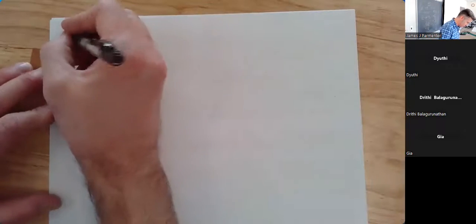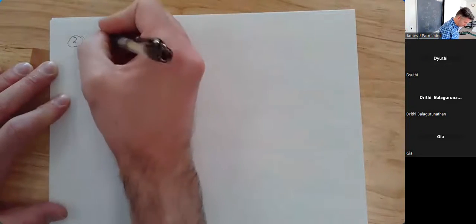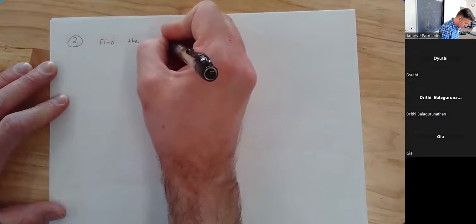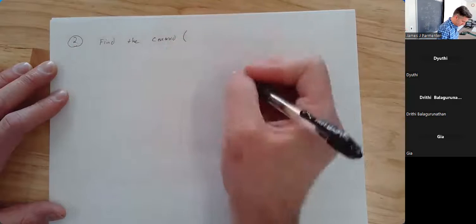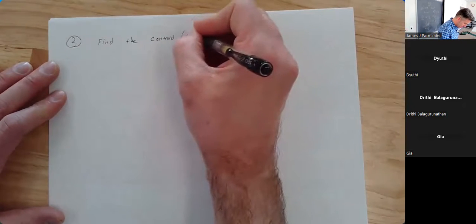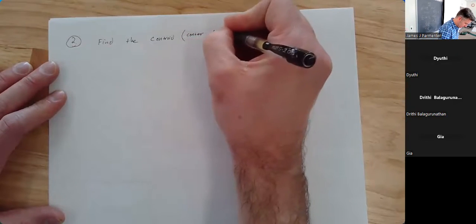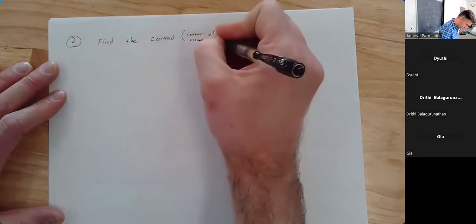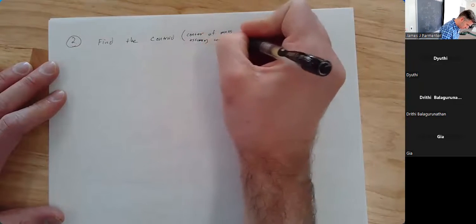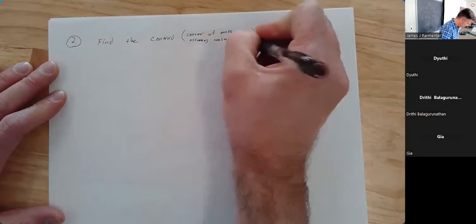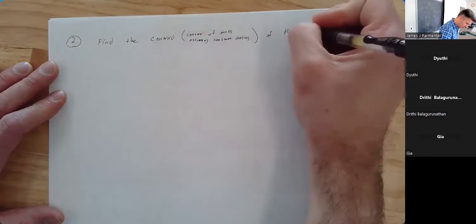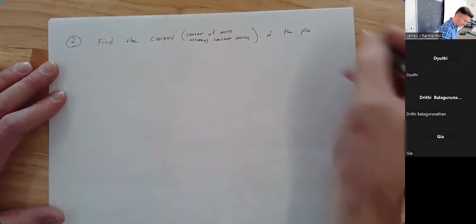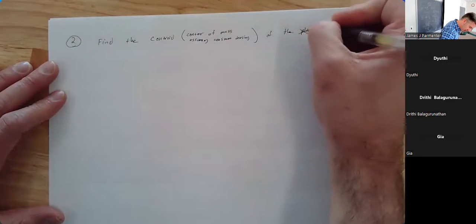So let's look at an example in 2 dimensions. Let's say we want to find what I'm going to call the centroid, which is just the same as the center of mass, except we assume constant density, of the thin plate pictured below.